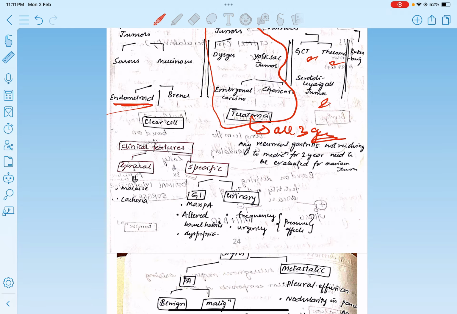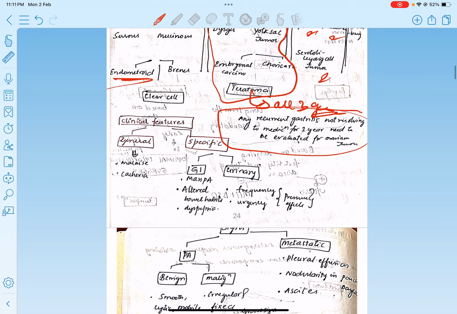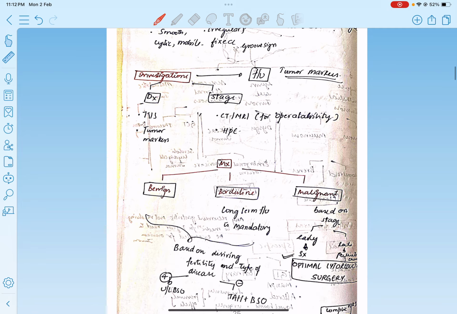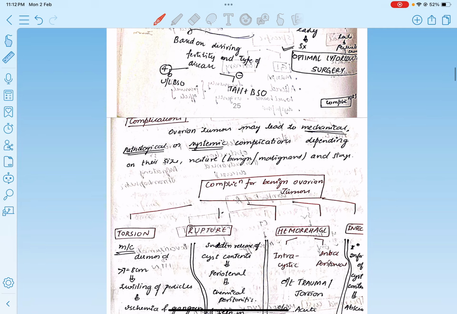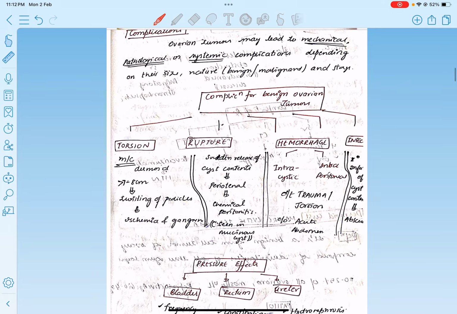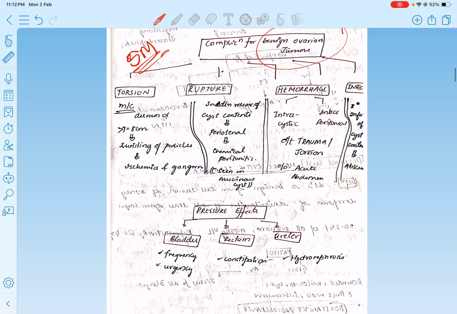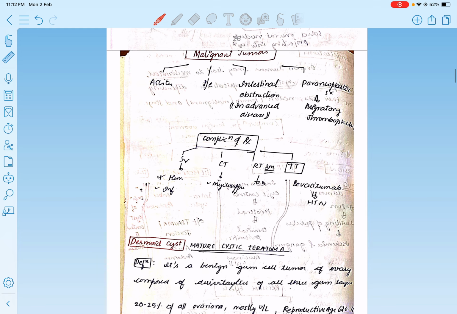Again, make sure you place the clinical features accordingly, and this is one of the important things: in an old age woman, any recurrent gastritis not resolving to medication for 1 year needs to be evaluated for ovarian tumors. And these are the investigations. This is the management. Basically, you need to talk about optimal cytoreductive surgery. Then complications of benign ovarian tumor is an independent 5 marker. Make sure you study it. There's nothing for me to explain. Again, it can go into rupture or hemorrhage and infection and torsion. Again, this is what we have discussed earlier.